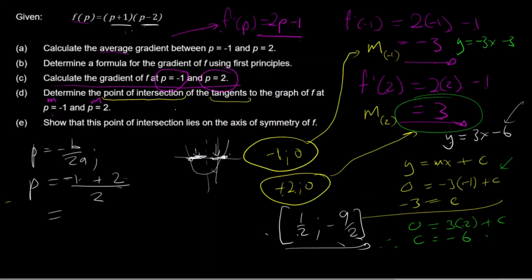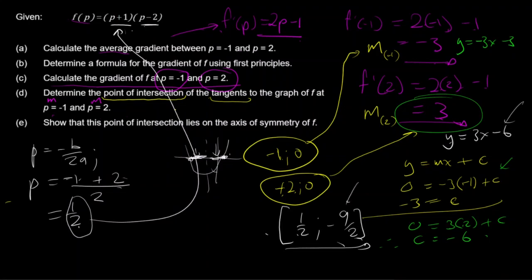Minus 1 plus 2 gives us 1 over 2. And then we need to substitute this value into the equation, and we should be getting negative 9 over 2. I'm going to sound like a professor now and say that exercise is left to the student.